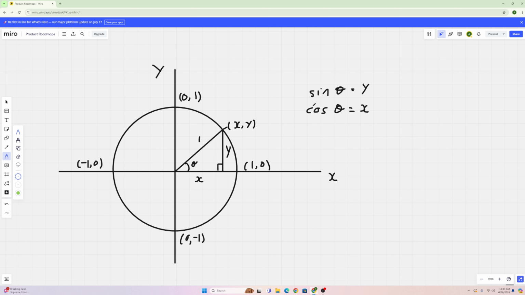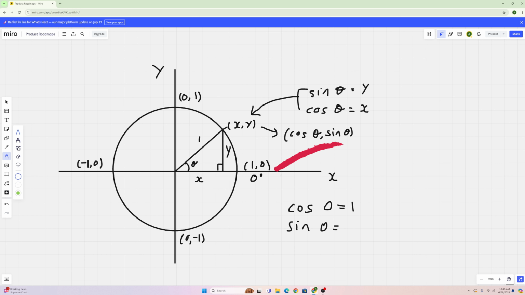So now we know this, we can just put in these two right here. So now we know that this is actually the same as cosine theta, sine theta. And this is actually really helpful. So obviously this angle is going to be 0 degrees. And using what we know, cosine theta, sine theta, cosine of 0 is equal to 1. Sine of 0, sorry, is 0. We just look at the x and y coordinates of each one.